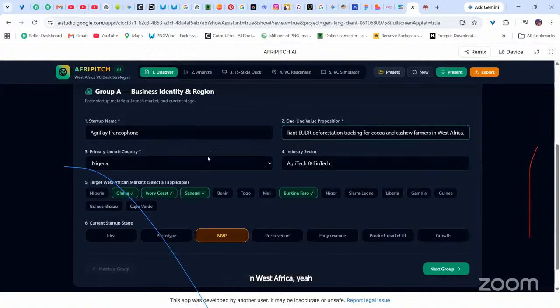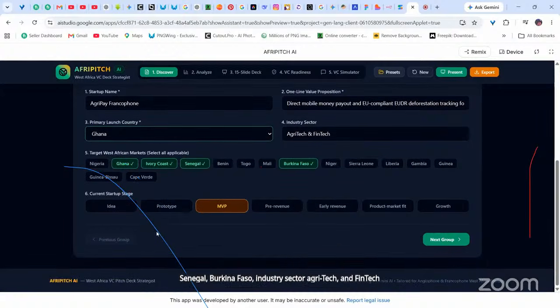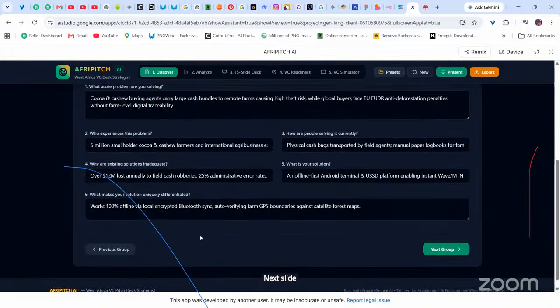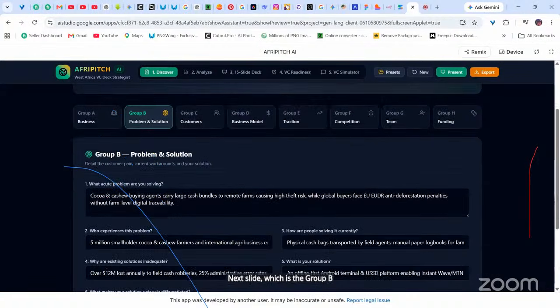So primary launch country, we have Ghana, Ivory Coast, Senegal, Burkina Faso. Industry sector, agri-tech and fintech. So the number six is current startup stage. As you can see here, we have the MVP, which is the minimum viable product. So we move on to the next slide, which is the group B, the problem and solution.